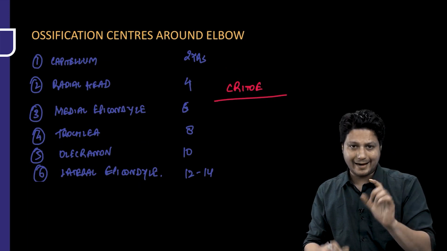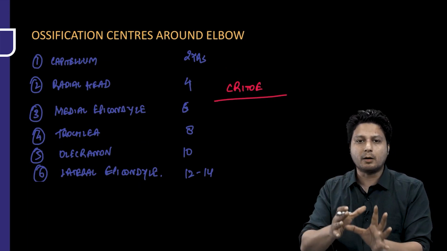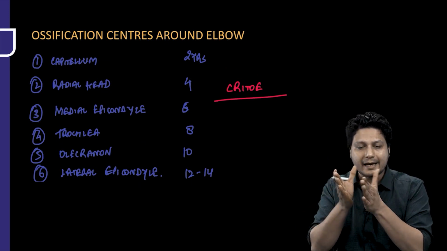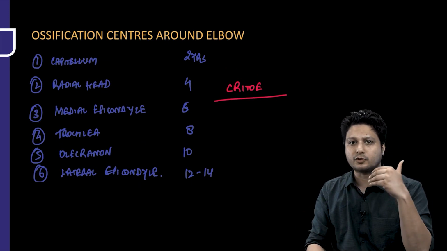Alright, so this is another anatomical perspective. First we talked about the names of the bones. Second, we talked about the ossification centers and the age of appearance of these ossification centers on the x-rays. Alright, so the next topic is carrying angle.